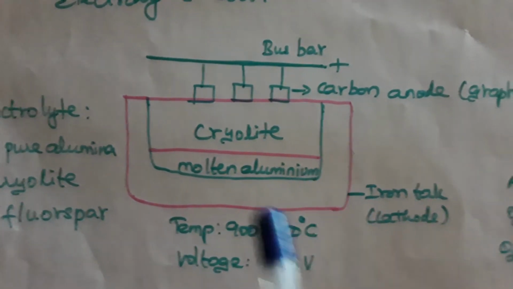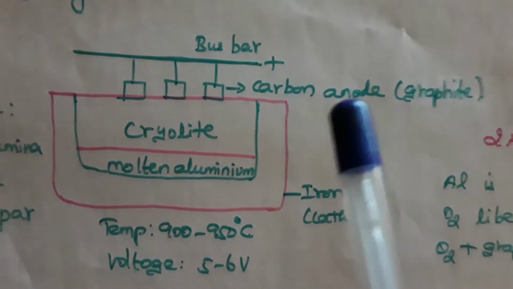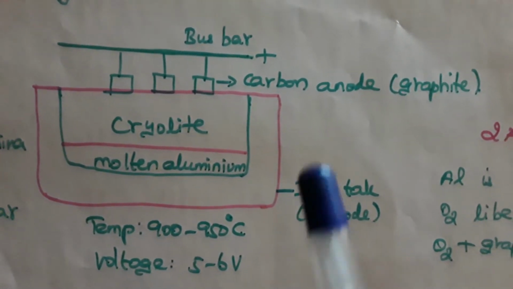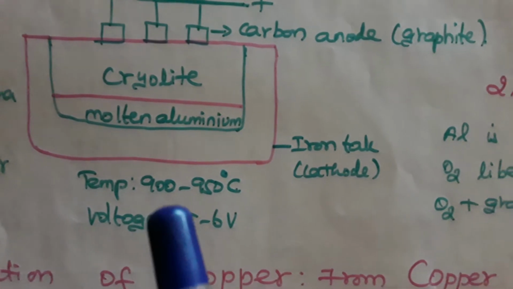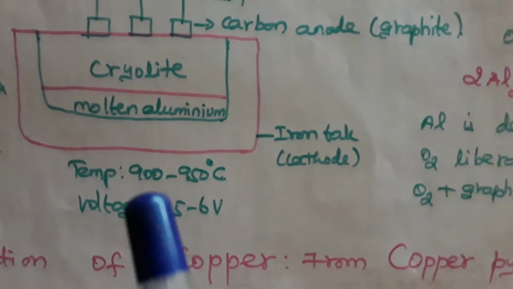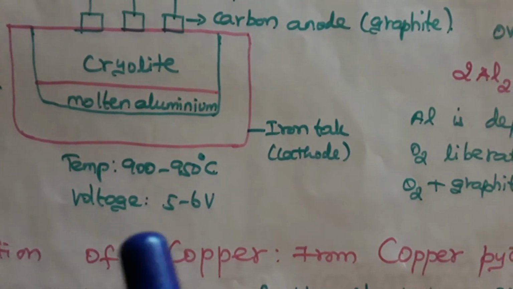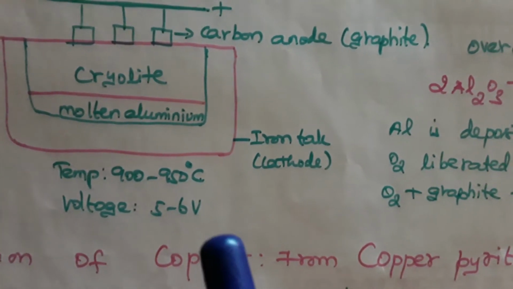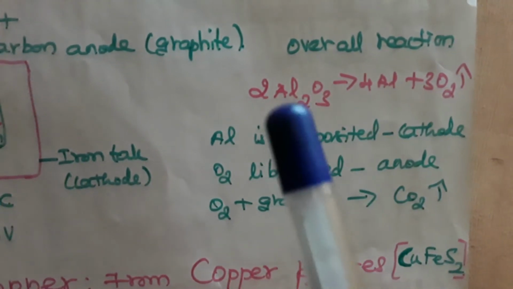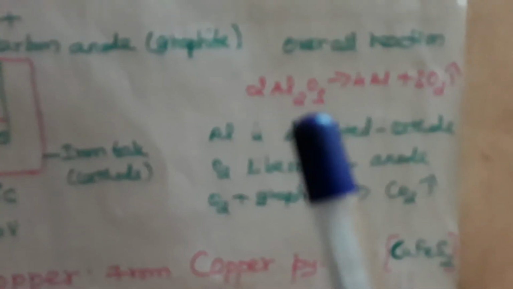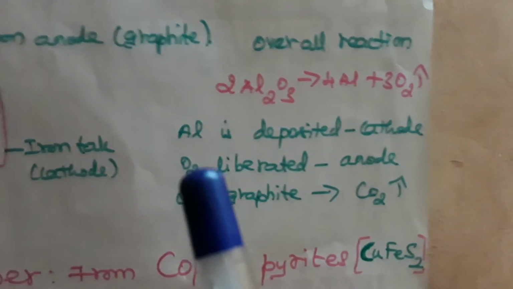For the electrolytic cell, we have used a carbon anode as the bus bar and we have taken an iron tank as the cathode. We maintain a temperature around 900 to 950 degrees Celsius and the voltage applied is 5 to 6 volts. So, the overall reaction: on passing electric current, this alumina is reduced into aluminium and oxygen.